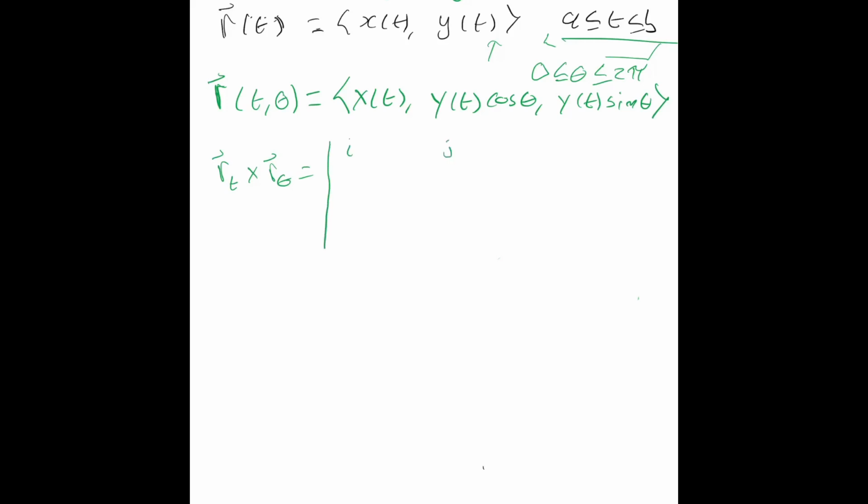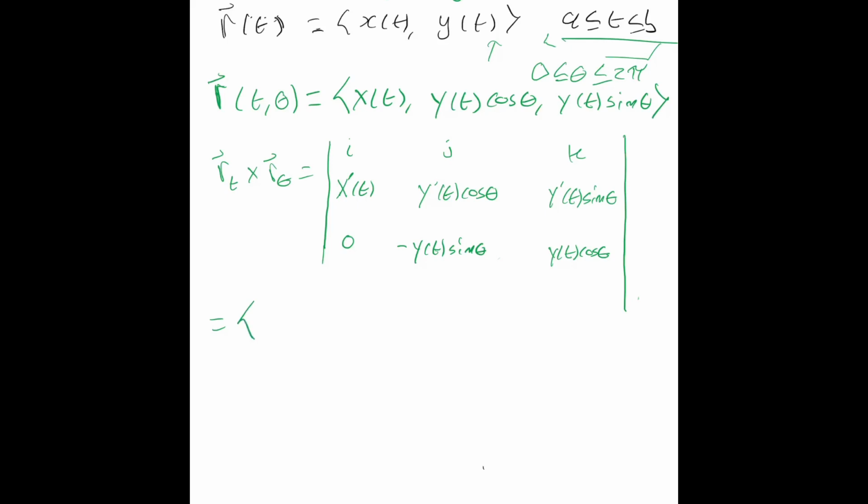So remember, this is just the determinant of this matrix. And then the r_t vector comes first. This is x prime of t. I'm just taking the derivative with respect to t. y prime of t cosine theta, and then y prime of t sine theta. And this is where I think it's very helpful to just have x of t and y of t instead of a formula for x of t and y of t, because we're going to be able to see some nice tricks happen that are a little more complicated and obscured if you actually have expressions for x of t and y of t.